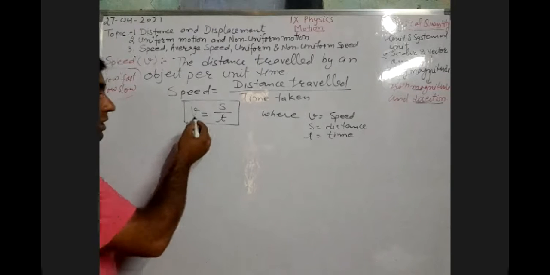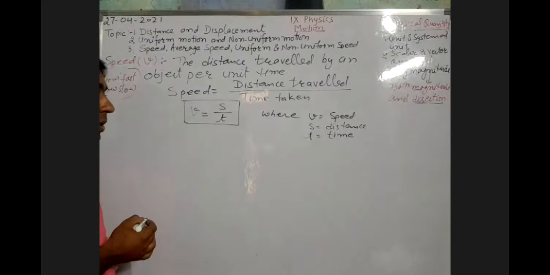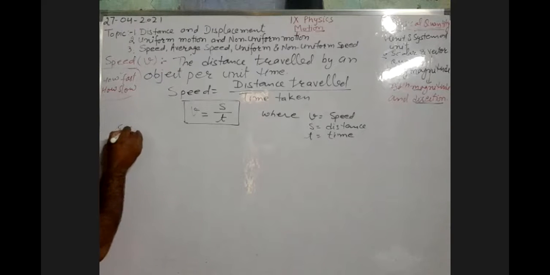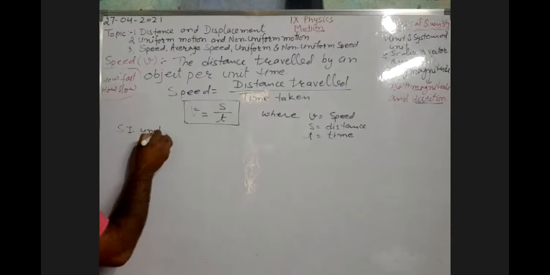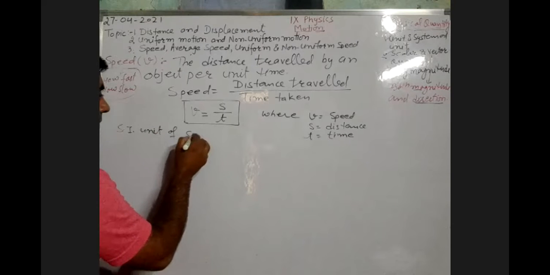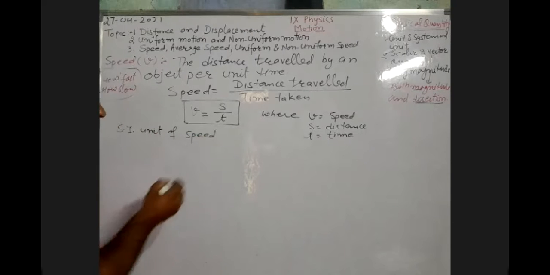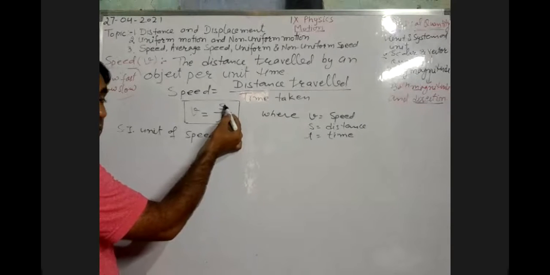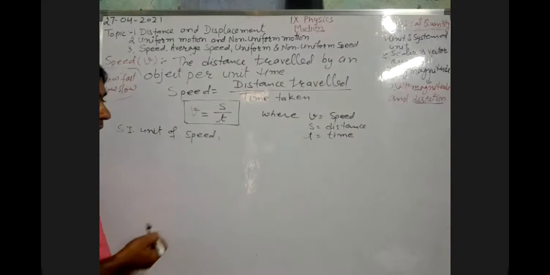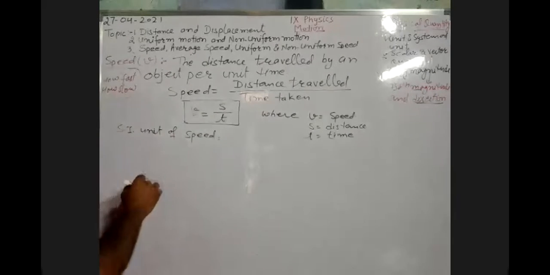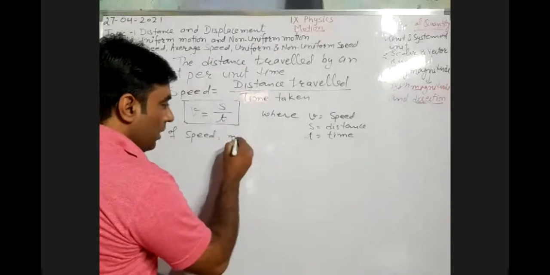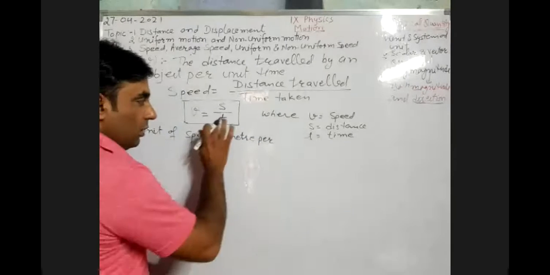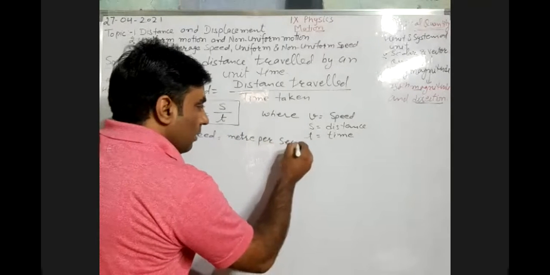So V is equal to S by T. So what is the unit of speed? The SI unit of speed will be, we can put the SI unit of distance here and time in the denominator. So what will be the unit of the speed? Distance is measured in meter, divided by, what is the unit of time? Second. The unit of time is second.